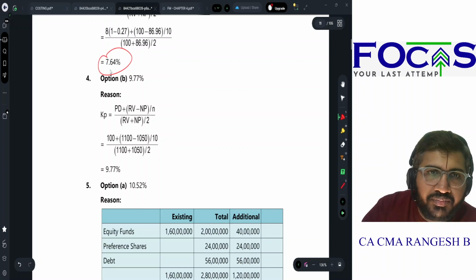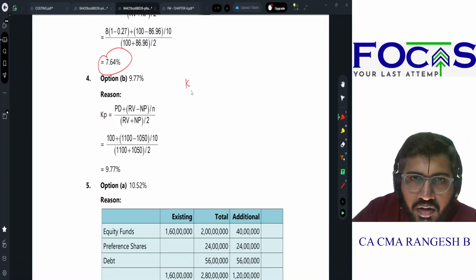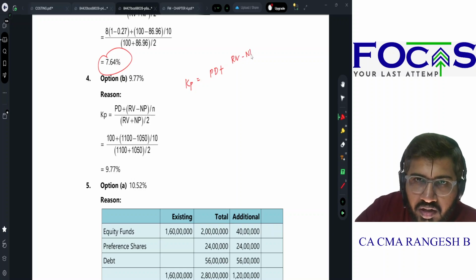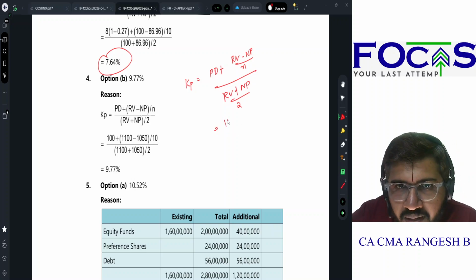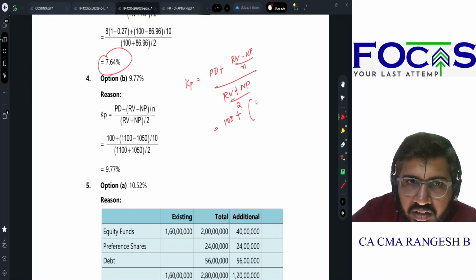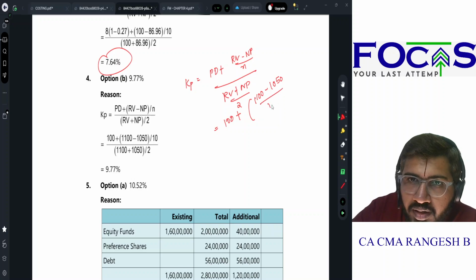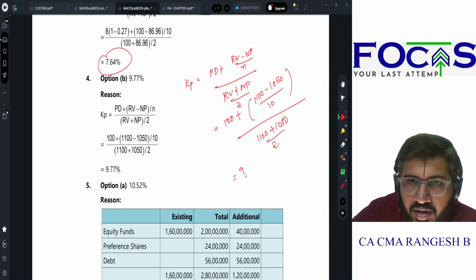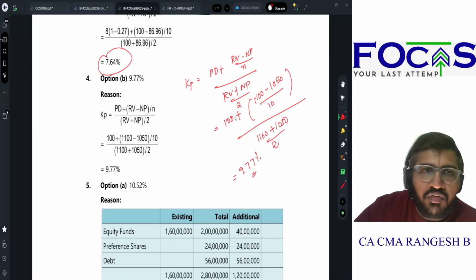Let us calculate. Cost of preference capital is equal to preference dividend plus redemption value minus net proceeds divided by n, the whole divided by redemption value plus net proceeds divided by 2. So preference dividend is 10%, which will be 100, plus it is redeemable at 10% premium, issued at 5% premium, 10 years useful life. The whole divided by 1100 plus 1050 by 2, which will give me 9.77%, which is your option B.